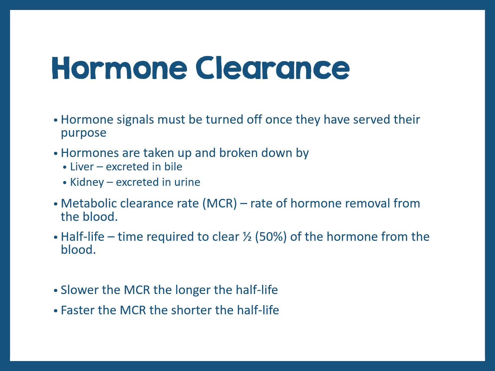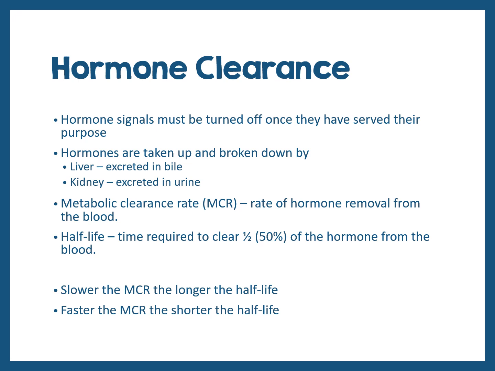Eventually, our hormone signals, though, have to be turned off because they've already done what they need to do. They've served their purpose. So hormones will be taken up and they'll be broken down by the liver and the kidneys. Those hormones that are broken down by the liver will be excreted in the bile and through the feces, whereas kidneys will filter and excrete those hormones in the urine.